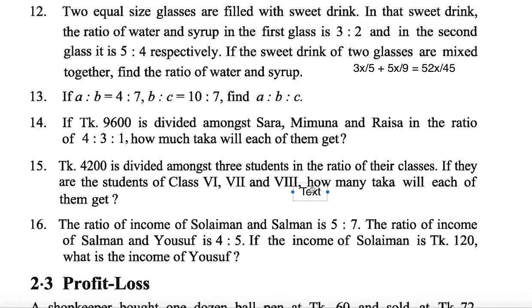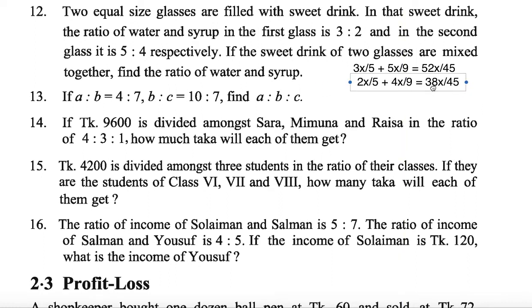Okay, right. What about syrup? If you look for the syrup, it is 2x by 5 in the first glass. Second glass, it is 4x by 9. If you combine them, 9 2 is 18, 5 4 is 20, 38. So 38x by 45.